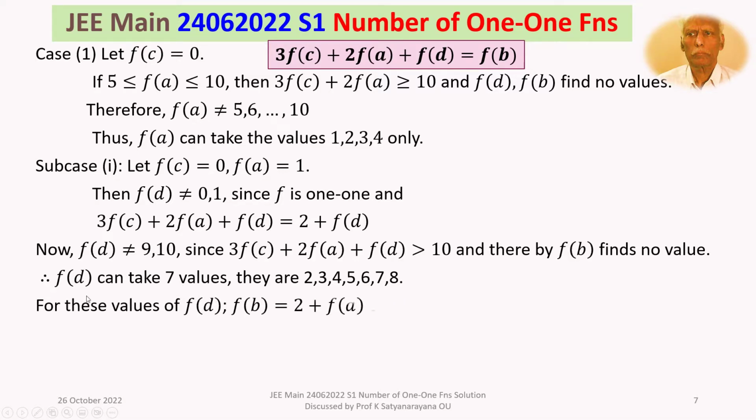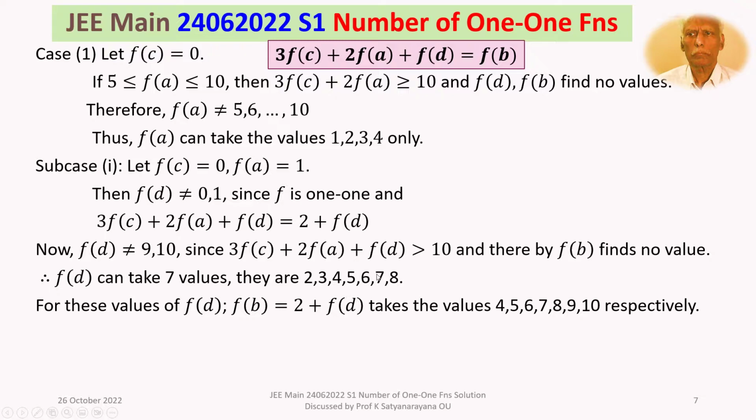And for these values, f of B is equal to 2 plus f of D. Then f of B takes values respectively: for 2, 2 plus 2 is 4; for 3, 2 plus 3 is 5; like that. For 8, 2 plus 8 is 10. So these are the respective f of B values.